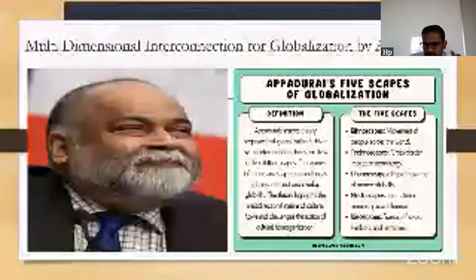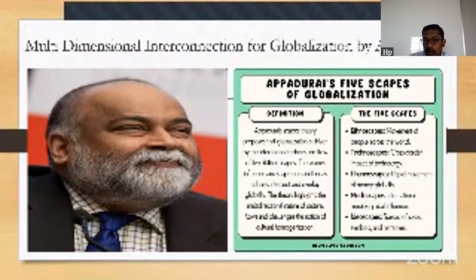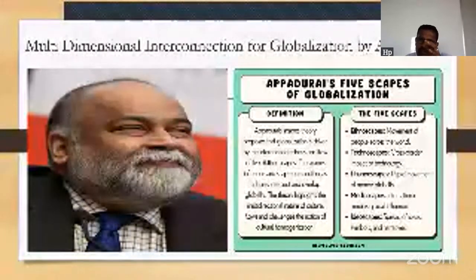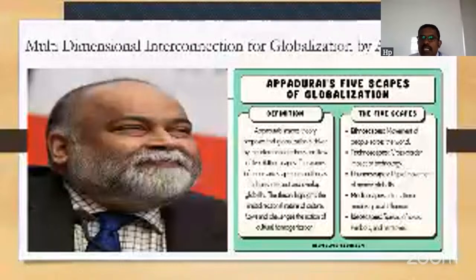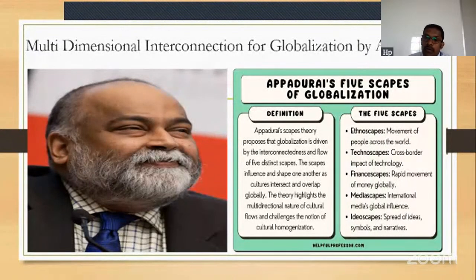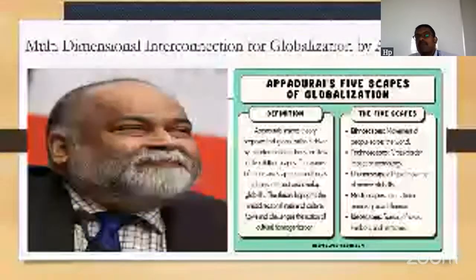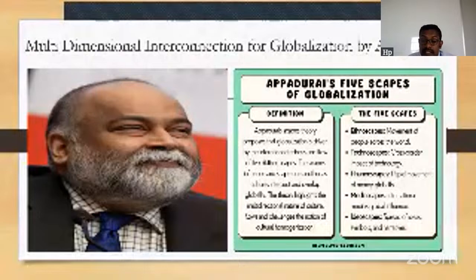So this helps us to move ahead, and the theory highlights the multi-directional nature of cultural flows and challenges the notion of cultural homogenization. So the scapes give us ethnoscapes, the movement of people across the world, and technoscapes, the cross-border impact of technology. How the impact has been created in terms of trade, in terms of people movement, in terms of connectedness and everything. And finance-scapes, the rapid movement of money globally. So how easily people invest money in other countries, in trade, in business, in education, and everything.